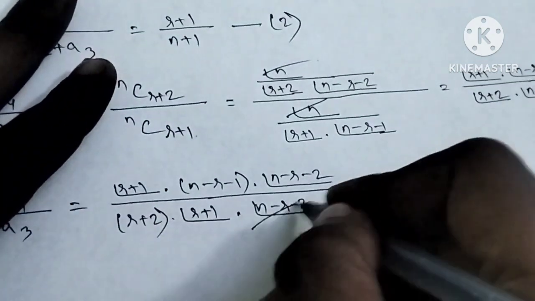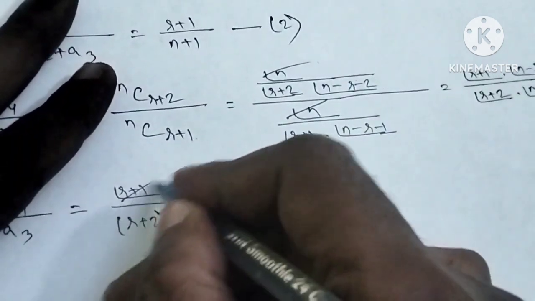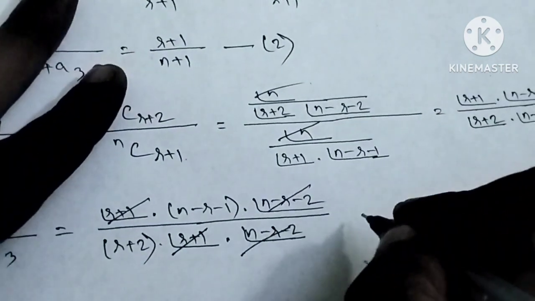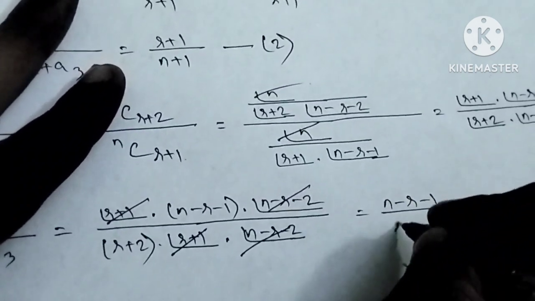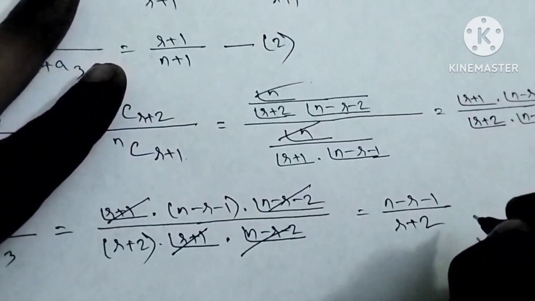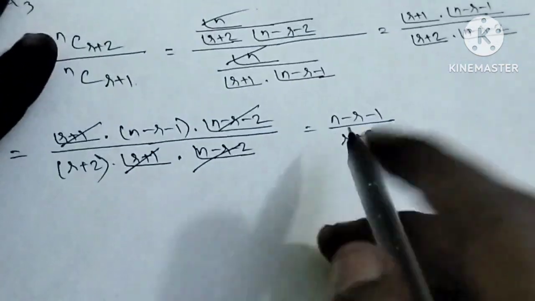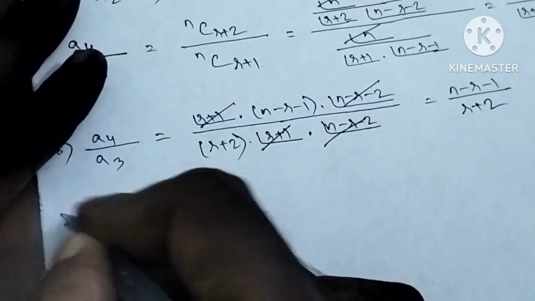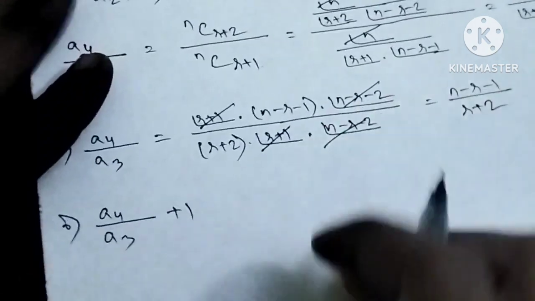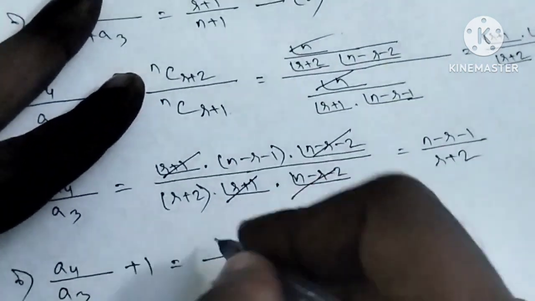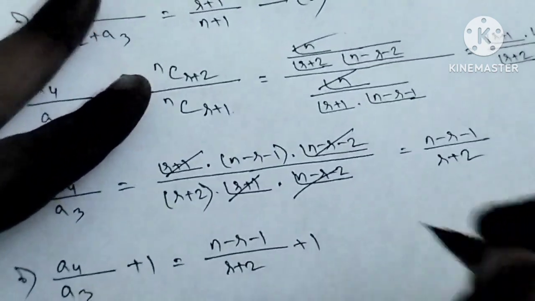Okay, so this will cancel each other. (r+1) factorial, (r+1) factorial will cancel each other. So what will remain? (n-r-1) by (r+2). So a4 by a3 is this one. Now what will I do? I will add 1 on both sides. a4 by a3 plus 1 is equal to (n-r-1) by (r+2) plus 1.